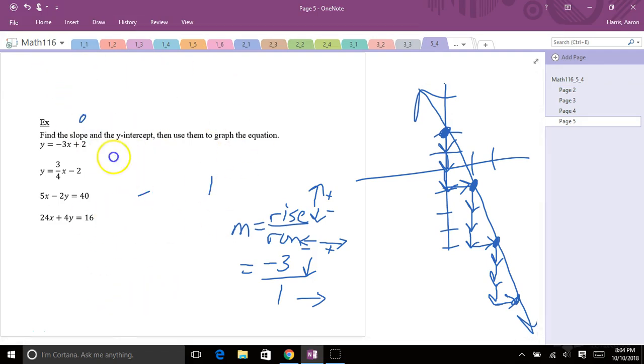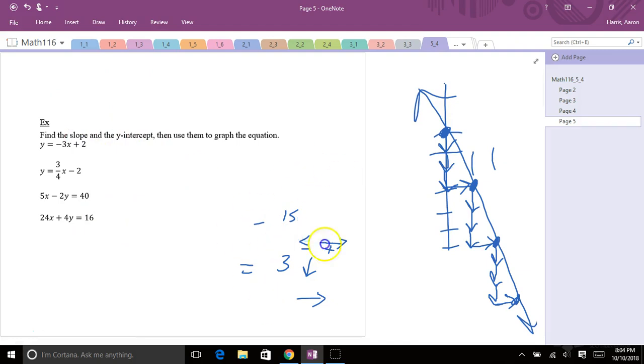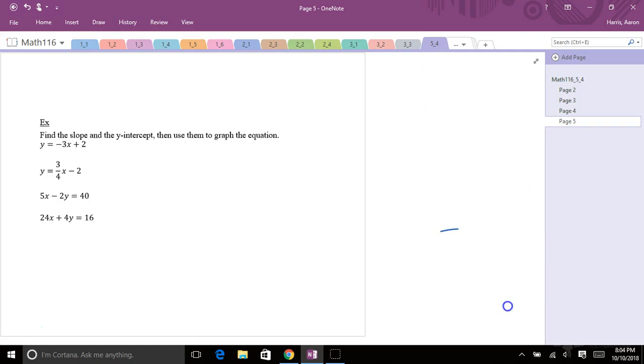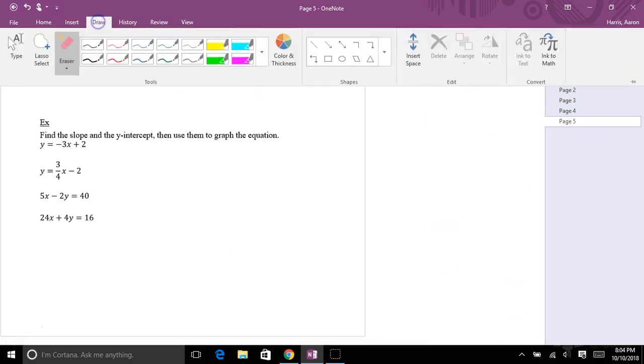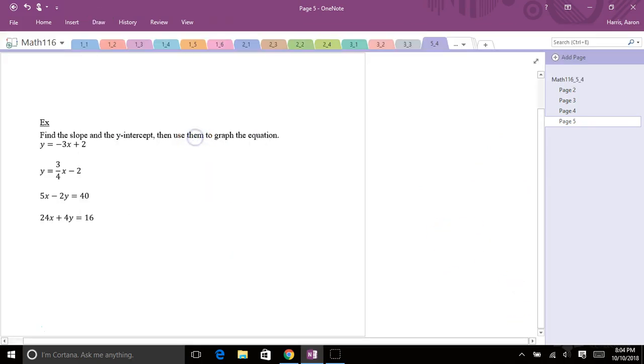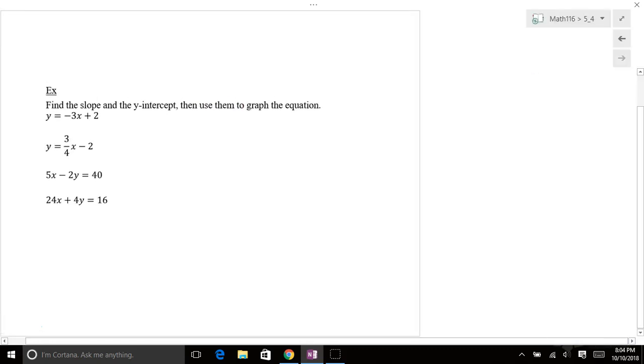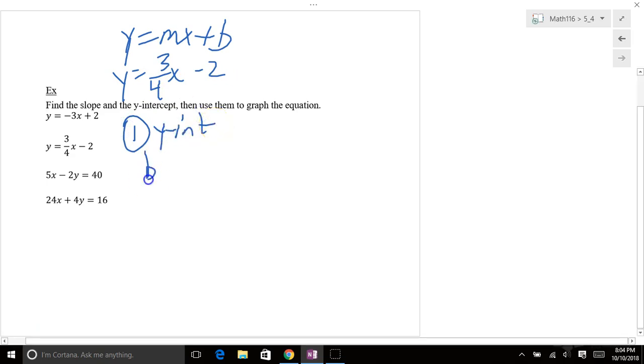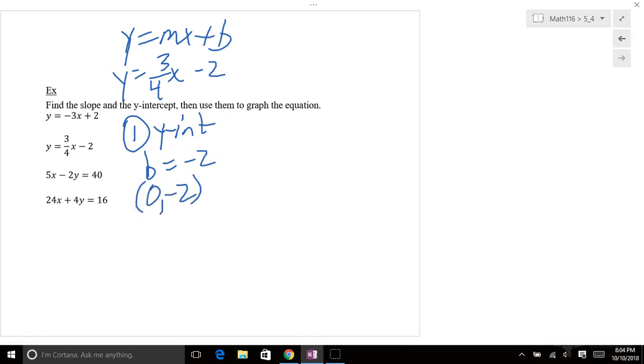y equals 3/4 x. y equals mx plus b. y equals 3/4 x minus 2. So number 1, what's our y-intercept? What's our b? Well, the b is negative 2. That means we have the point 0, negative 2 on the graph.